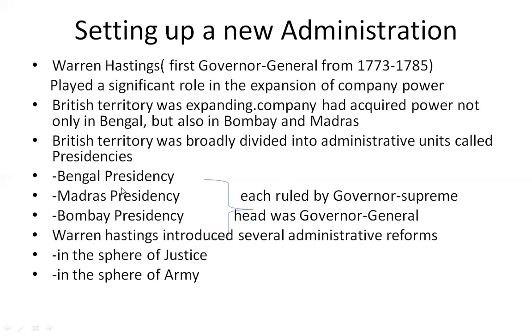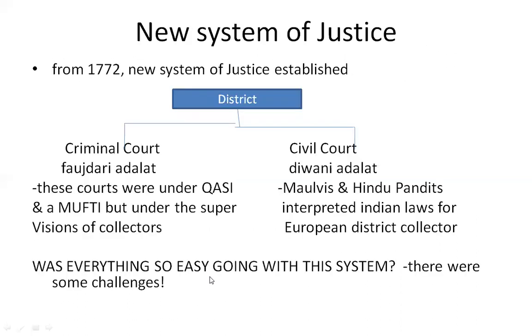So they had three presidencies: Bengal Presidency, Madras Presidency, and Bombay Presidency, each ruled by a governor, and the supreme head was the Governor General. Warren Hastings introduced several administrative reforms, several changes in the sphere of justice and in the sphere of the army also. From 1772, a new system of justice was established. In the districts there were two courts, the criminal court and the civil court.